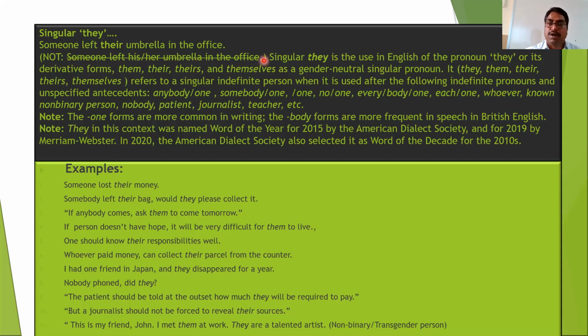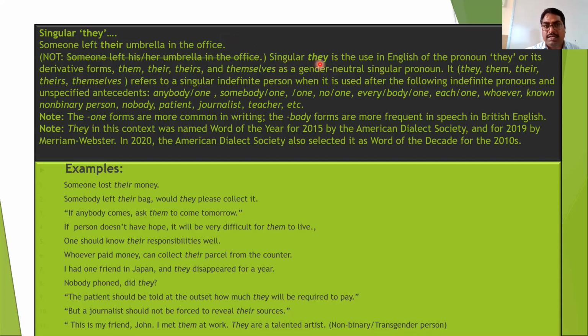But no, according to modern grammar, this is not correct. The first one is correct. Someone left their umbrella in the office. This one is absolutely correct. Right? Isn't this something interesting and new to learn? So let us see what is singular they first.